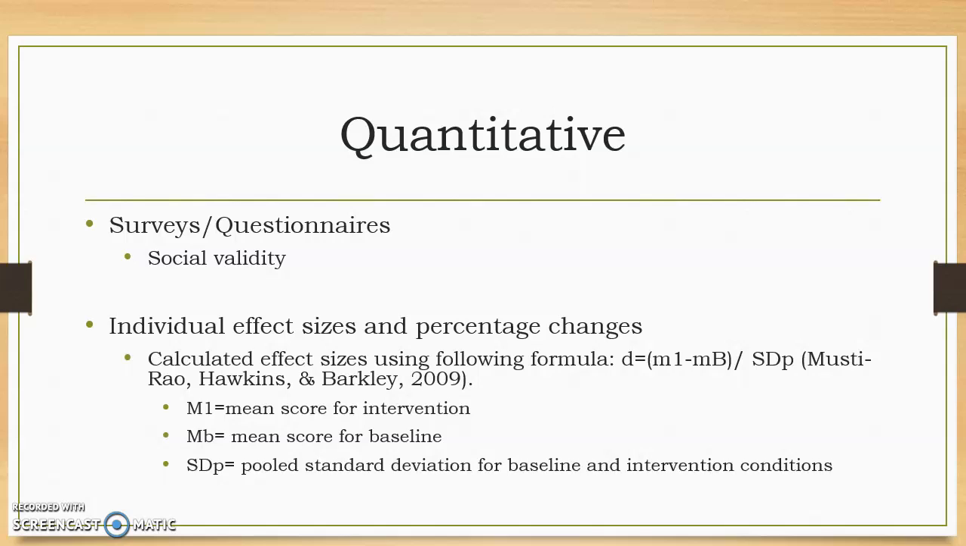I found that this article was both quantitative and qualitative. First, the quantitative: they used surveys and questionnaires, and social validity to basically get the opinions of the people involved on whether or not they believed it worked, if they thought it would work, and what they would change. Then individual effect sizes and percentage changes. This is the method they used to calculate the changes that they were seeing.